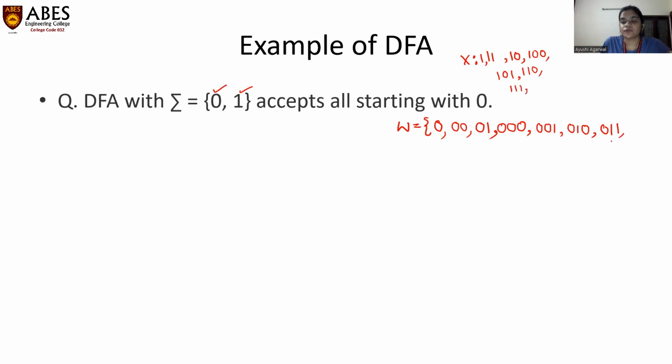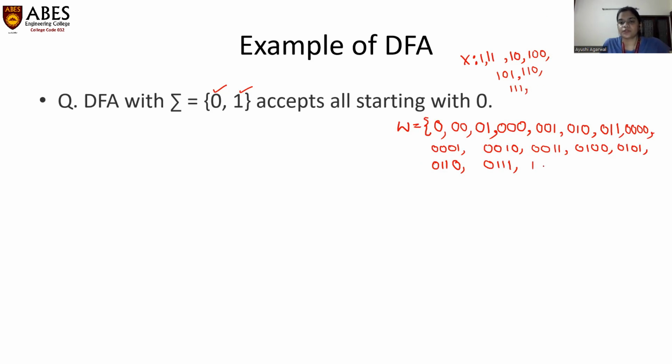Right? Moving to the 4-bit strings, similarly, we can accept 0000. We can accept 0001, 0010. We can accept 0011. We can accept 0100. We can accept 0101. We can accept 0110. We can accept 0111. We cannot accept further strings starting with ones.